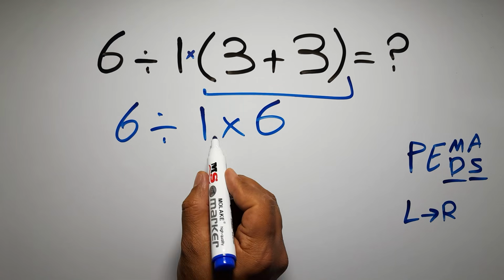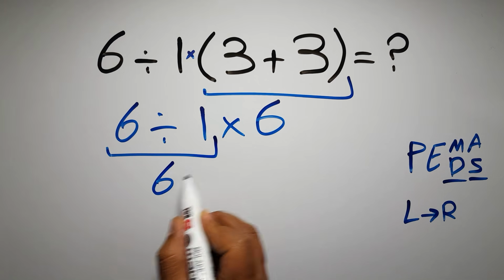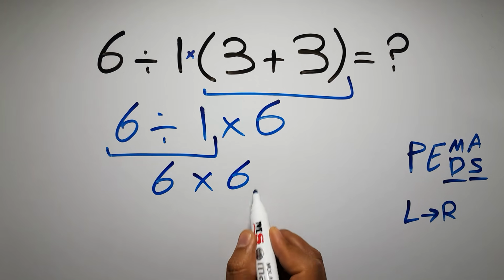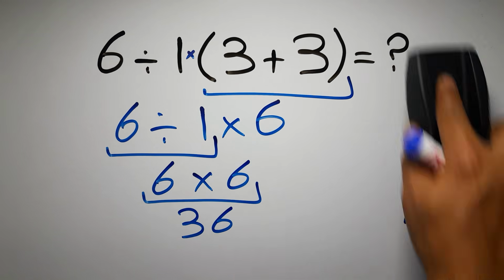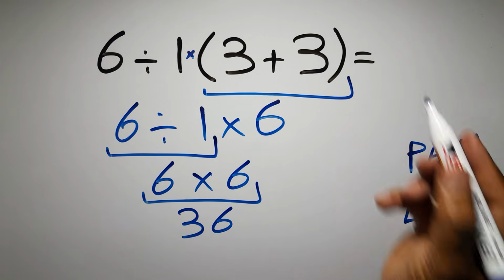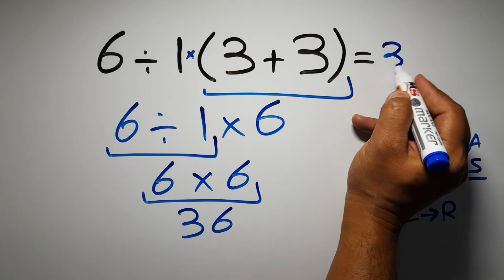6 divided by 1 is just 6. So 6 times 6, which equals 36. And this is our final answer to this problem. The correct answer is 36.